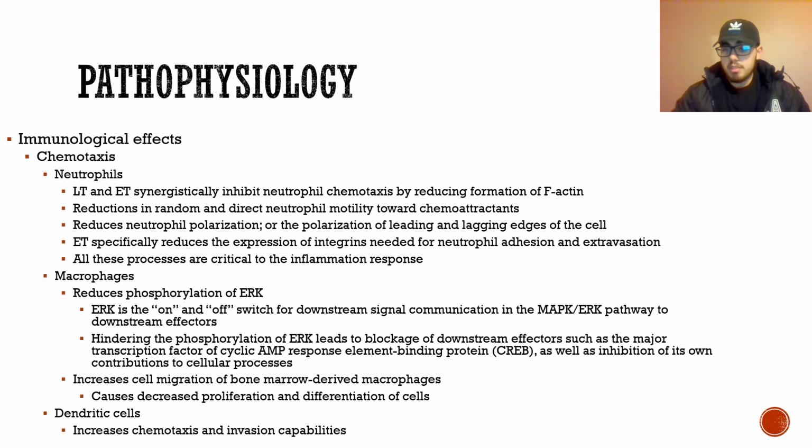Now, downstream signaling is basically a series of events that result in the transfer of a signal, and downstream effectors are things like transcription factors and other protein kinases. Hindering the phosphorylation of ERK leads to blockage of downstream effectors such as the major transcription factor cyclic AMP response element binding protein, or in short CREB, as well as inhibition of its own contributions to cellular processes.